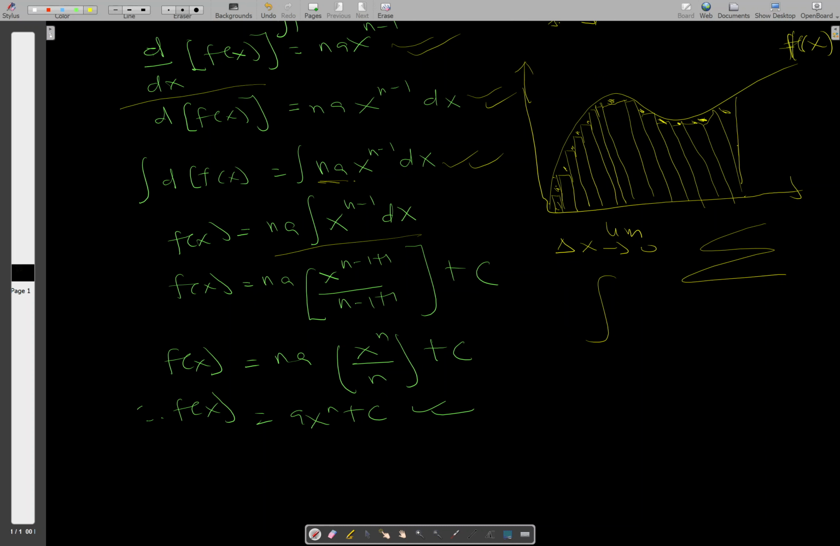Then per the rules of integration, the integral of x to the power n minus 1 is given by x to the power n minus 1 plus 1, over n minus 1 plus 1, plus any arbitrary constant. But n minus 1 plus 1 is just n. So we get x to the power n divided by n plus any arbitrary constant. And this n can cancel n. Then a times x to the power n is a x to the power n plus any arbitrary constant. This shows that integration is just the opposite of differentiation.